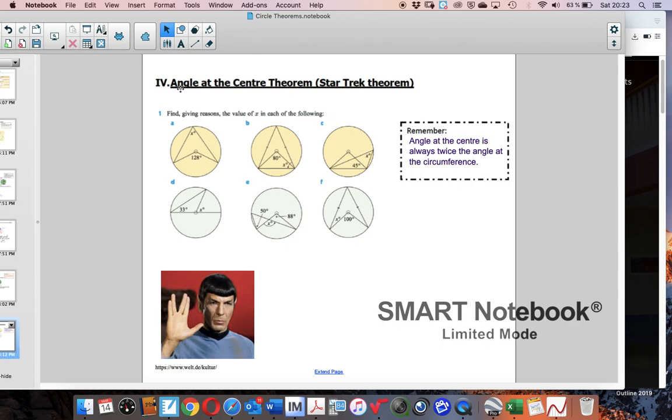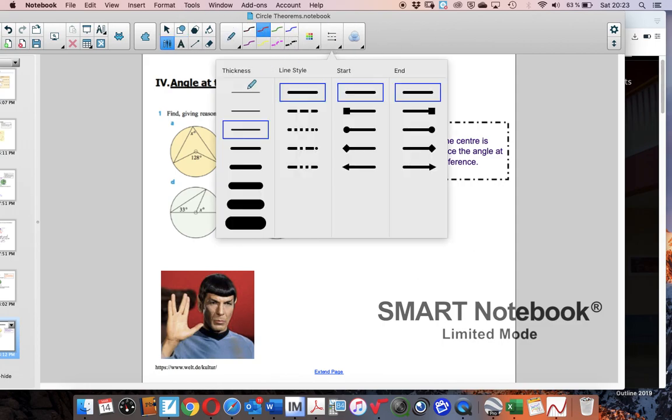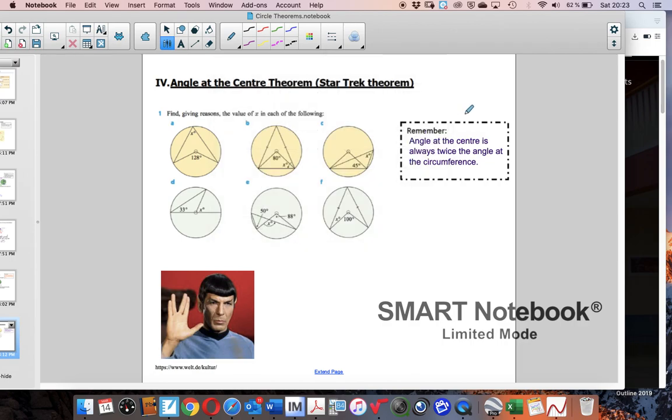So the formal name for this angle is the angle at the center theorem, and I like to refer to it as the Star Trek theorem. Star Trek, here's Mr. Spock showing the Star Trek sign, and I think it's kind of a fun way to remember it, really. And go ahead and copy the little remembrance note here that angle at the center is always twice the angle on the circumference.